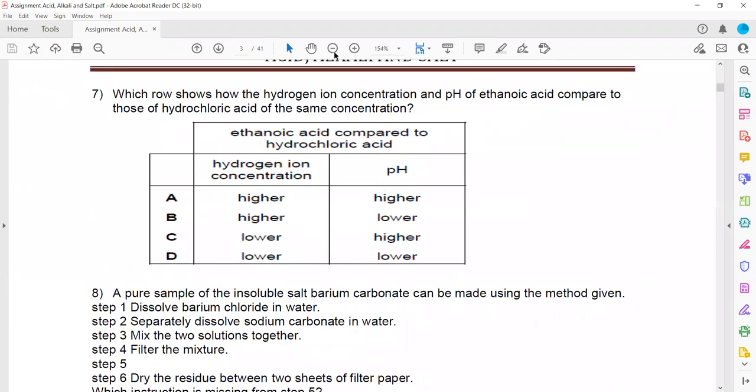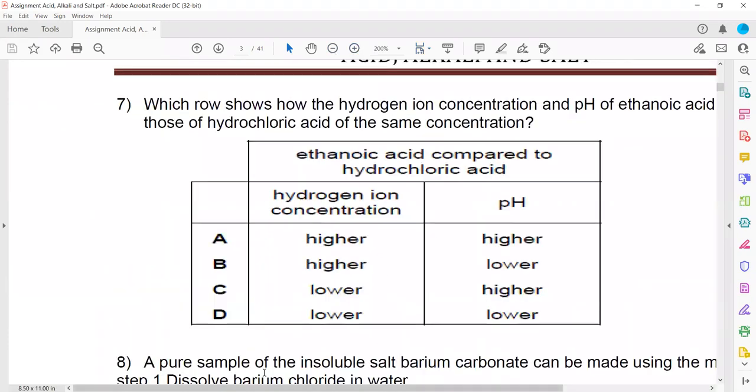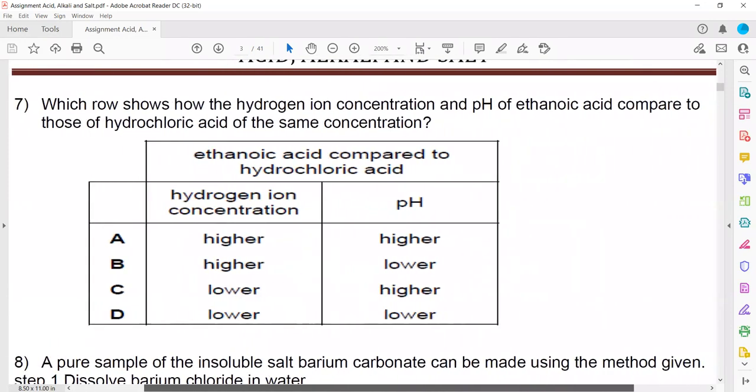In question 7, which row shows how the hydrogen ion concentration and the pH of ethanoic acid compared with hydrochloric acid? So ethanoic acid is a weak acid, and hydrochloric acid is a strong acid.